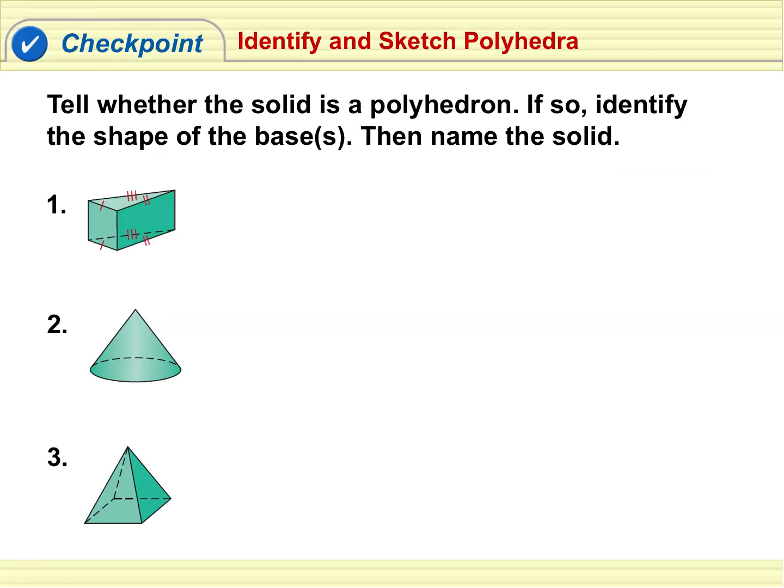Okay? Go ahead and try these 3 examples. Go through those 4 steps. Is it a polyhedron? What's its name? How many faces? And how many edges? Go through those 4 steps with each one of those. Back up here, number 1. Is number 1 a polyhedron? Yes. Why? Because it has faces, it has edges, and it is made up of polygons.